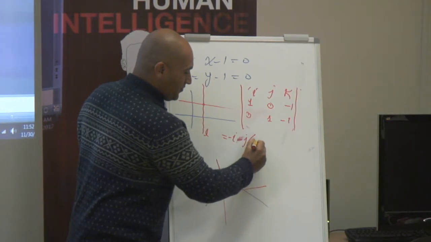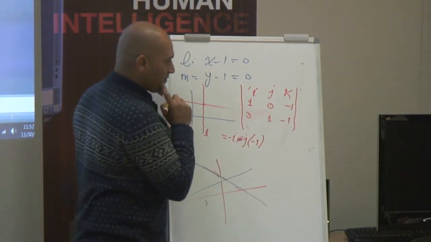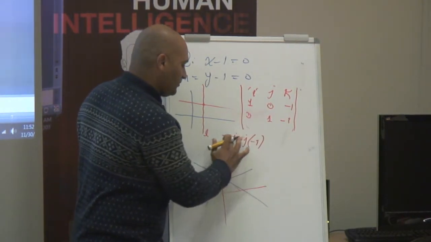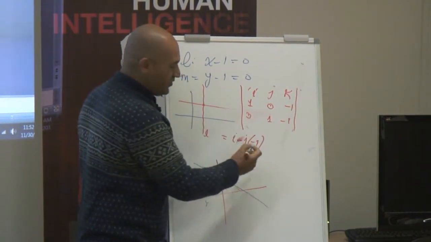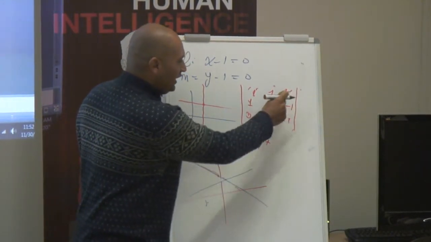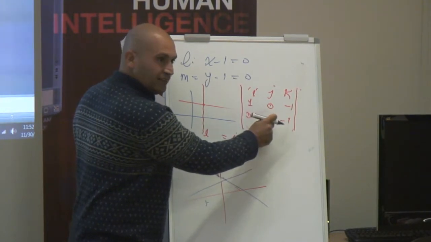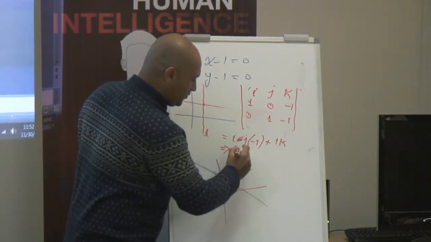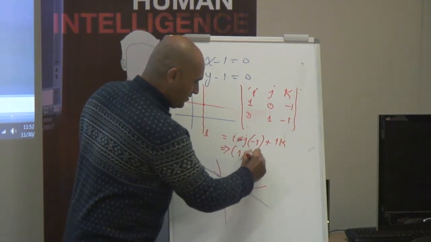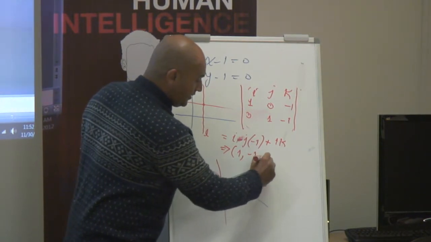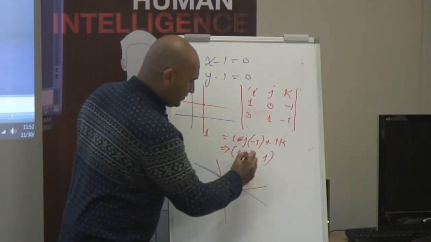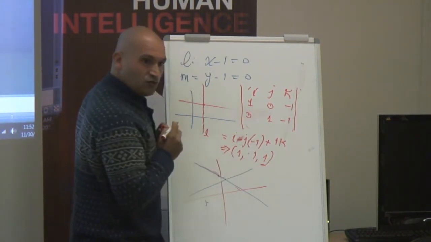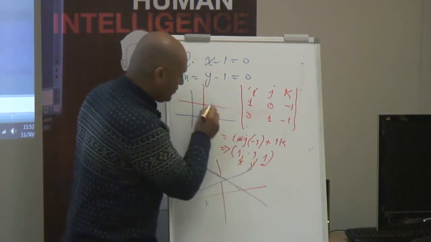I think the previous one is 1. It should be minus. And the last one will be 1 k. If I write it as a vector, this will be 1, minus 1, and 1. Minus multiplied by minus is plus, which means this is the homogeneous point. This will be x and y, which gives us this point.